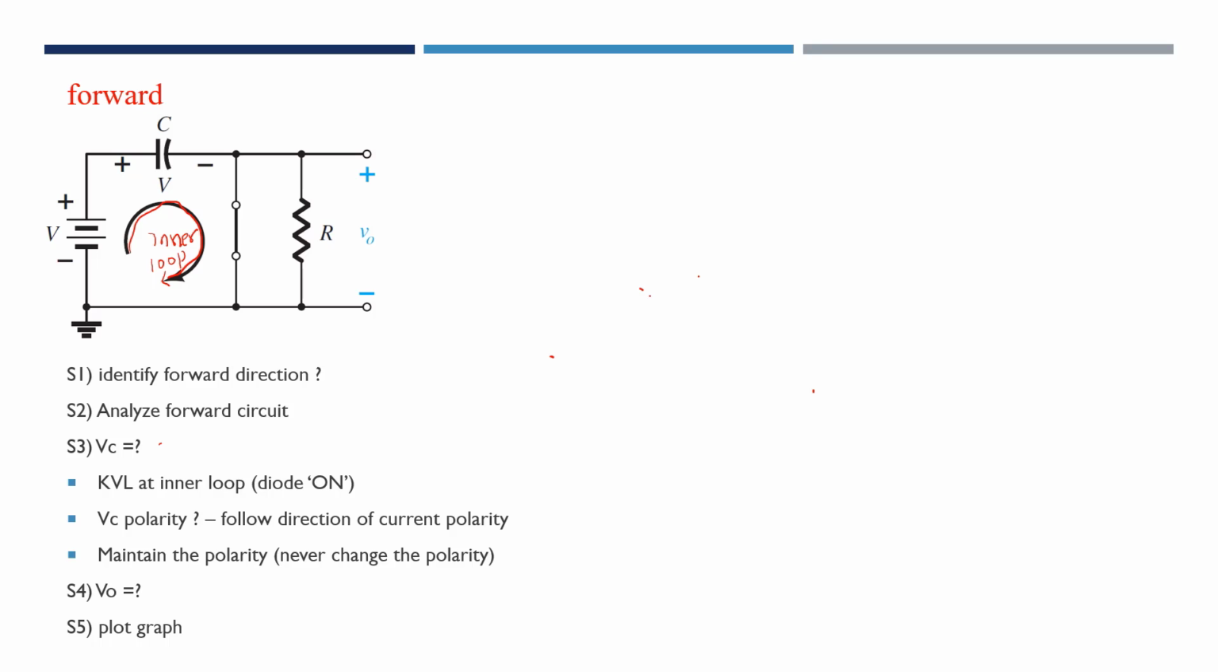Now we're going to identify the VC. So now this VC is equal to what? By using the KVL clockwise, we're going to have negative V. Now here is the VC voltage for the capacitor. So we need to set the polarity of this VC. The polarity of this VC follows the direction of the current. The direction of the current is from positive to negative, so positive is here and negative is here. It follows the direction of our current here.